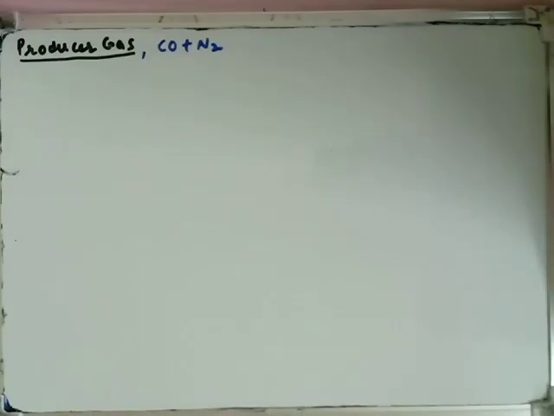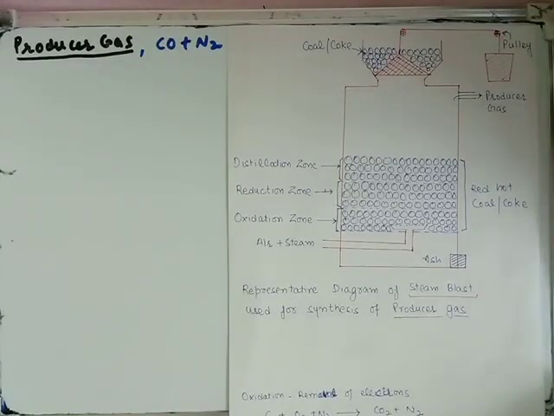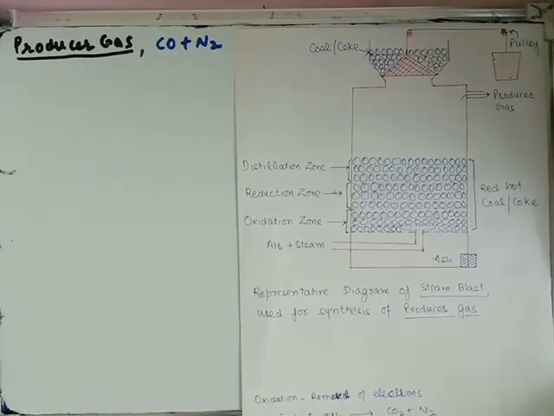The instrument in which a producer gas is synthesized is known as gasifier, also known as gas producer. A general representative diagram of gas producer is placed below. You can draw this diagram also, right?